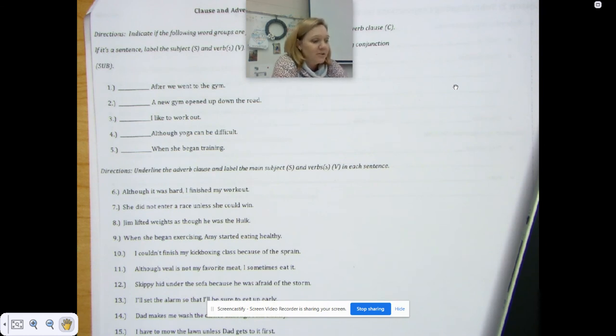So let's do some practice, no pressure. It's not a quiz or a test right now. The purpose is to take the notes and the information that we just learned and wrote about and apply it to some practice.